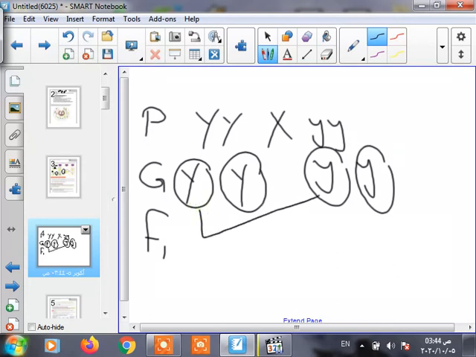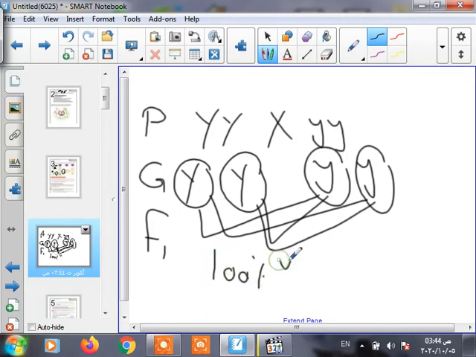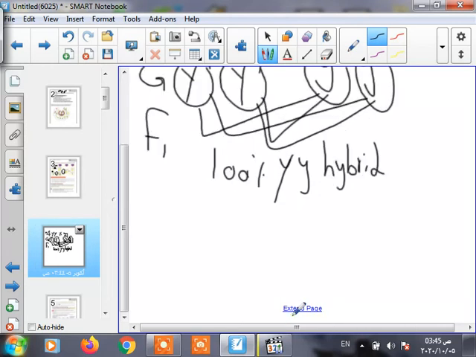What about the second generation? The parents Y capital Y small, Y capital Y small. What about the gametes? They will be Y capital, Y small, Y capital, Y small. What about the offspring? It will be Y capital Y capital, Y capital Y small, Y capital Y small, Y small Y small. These are yellow, so it's 3, and this one is green, 3 to 1. But here it's pure yellow, hybrid, and pure green.